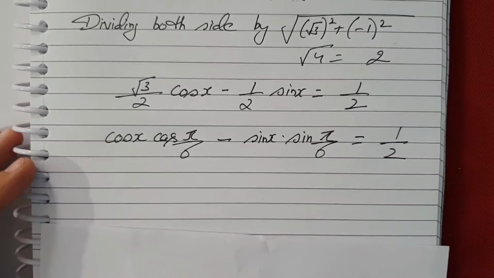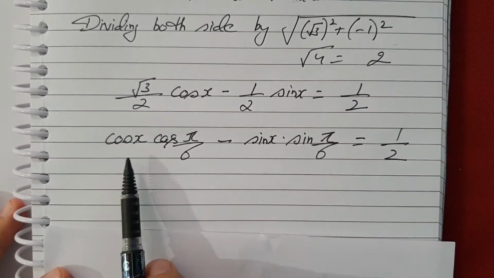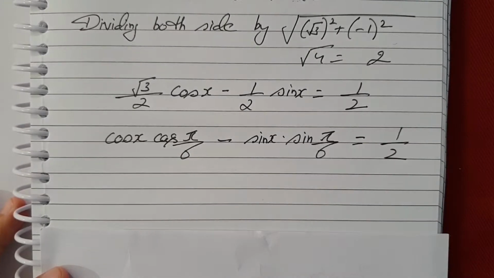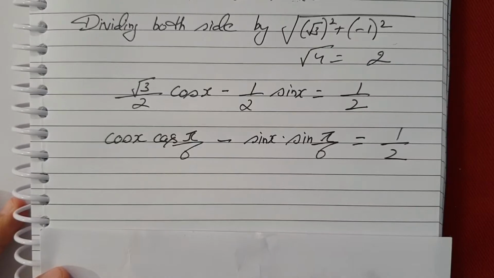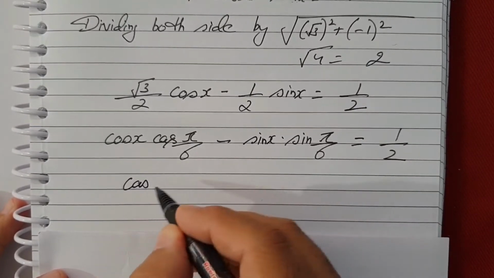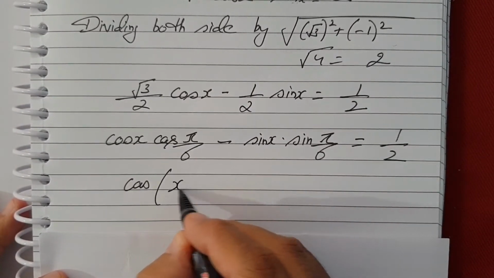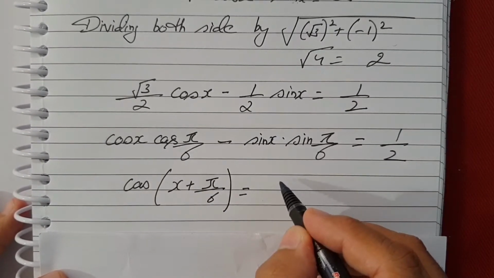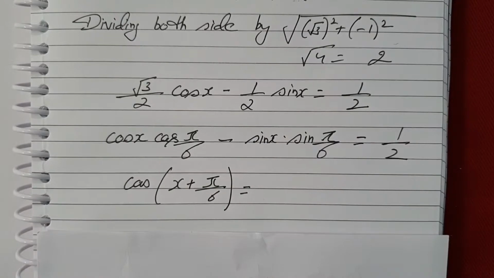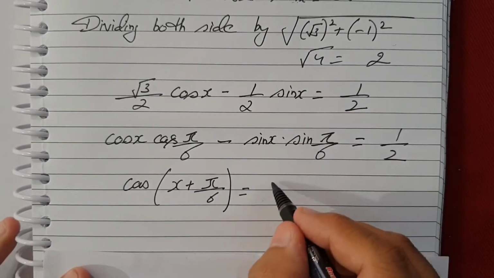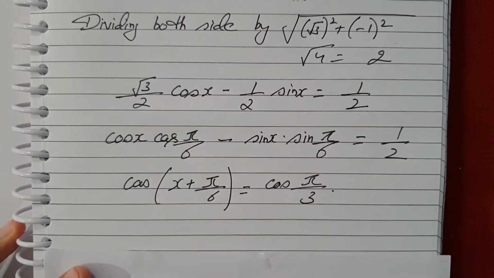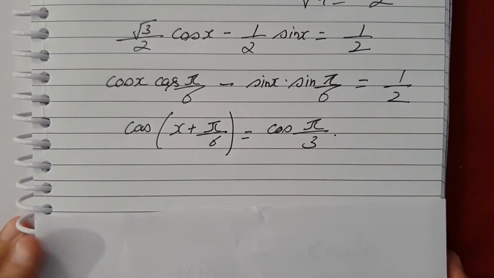Now look carefully. This is cos A cos B minus sin A sin B. So this is the formula of cos of A plus B, where A is x and B is pi by 6. So this is cos of x plus pi by 6 equals 1 by 2. Now what is 1 by 2? 1 by 2 is cos pi by 3.